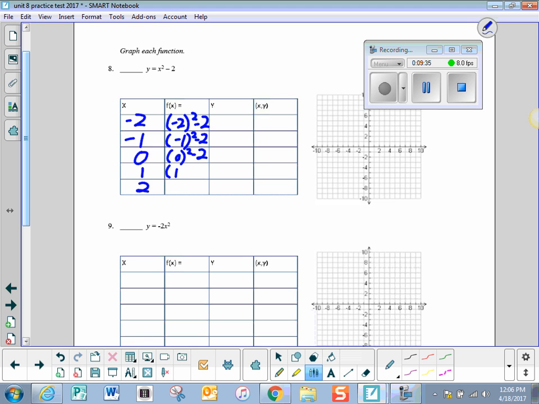How many kids missed it on this one because they didn't do it? I don't remember. Most people got these right. Some didn't have the right upside down one. So this would be 4 minus 2, 1 minus 2, 0 minus 2, 1 minus 2, 4 minus 2. So you get that symmetrical look. So negative 2, 2, negative 1, negative 1, 0, negative 2, and then it's symmetrical.